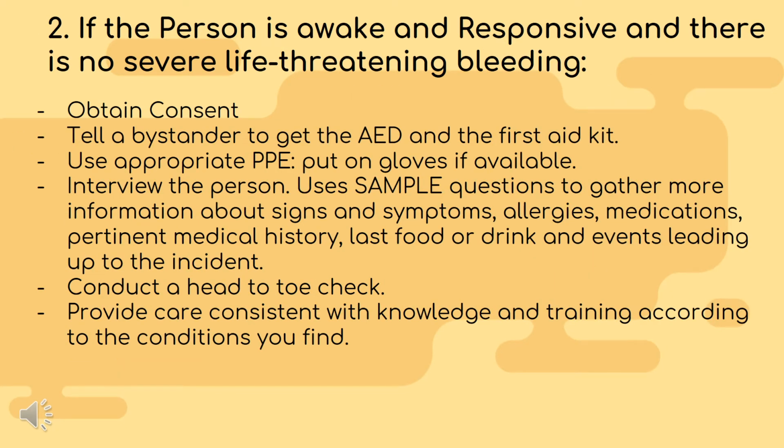Number 2, if the person is awake and responsive and there is no severe life-threatening bleeding, obtain consent. Tell the person your name, describe type and level of training. State what you think is wrong and what you plan to do, and ask permission to provide care.